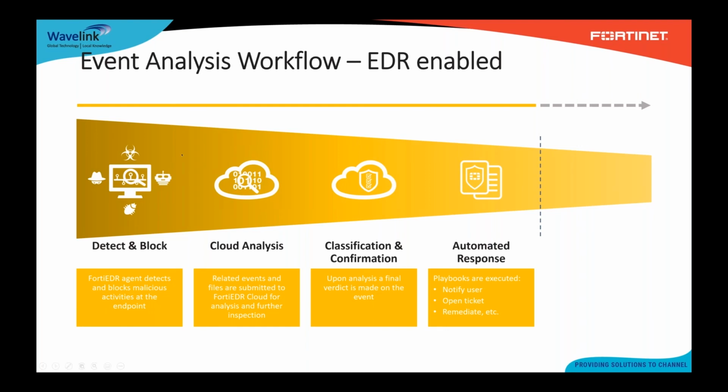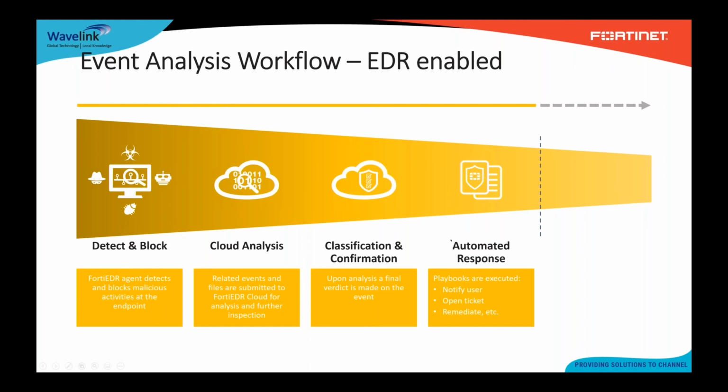Now, when those behaviors are detected, related telemetry and events, like files, are all collated and forwarded up to the cloud for further analysis and inspection. Based off that high-level analysis, which includes machine learning, online sandboxing, as well as integration with FortiGuard threat intelligence, those events are classified, and then the classification made by the collector is verified.